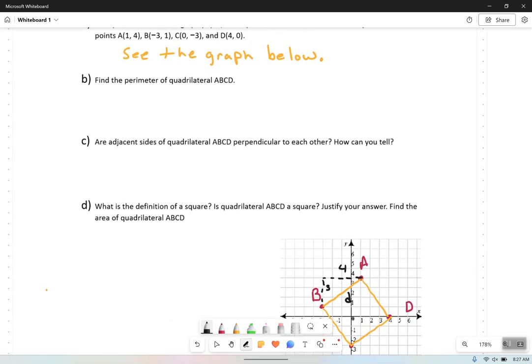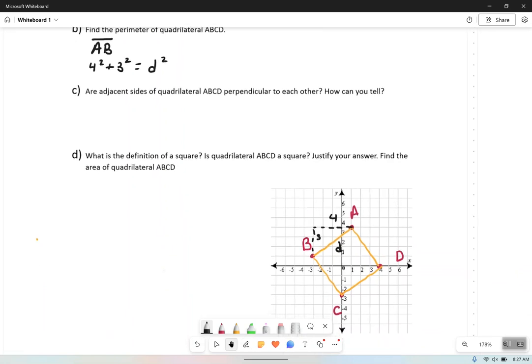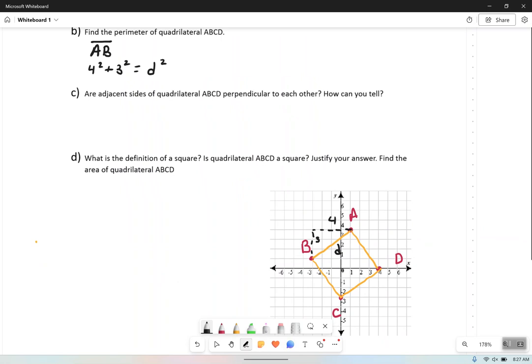Would you agree with that? Okay, so watch what I do here. For A to B right here, I'm going to say from segment AB, I'm going to say that distance would be the same as 4 squared plus 3 squared would equal d squared by your Pythagorean theorem. In a way, we said distance formula is a fancier version of the Pythagorean theorem. Guys, help me with the math on this. What's 4 squared? 16.